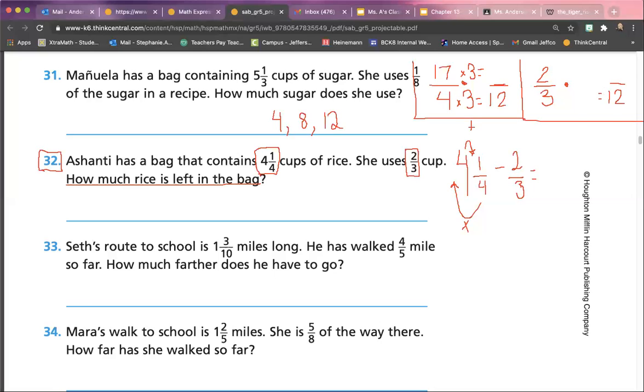What we decided, Bella, is we wanted both of these to become 12ths. So what I like to do is set up 2 separate equations. 17/4 times something equals 12, and 2/3 times something equals 12. And then all you have to do is look at this bottom denominator and figure out what you need to multiply it by. Well, I know that 4 times 3 is 12. Whatever I do to the bottom, I need to do to the top.